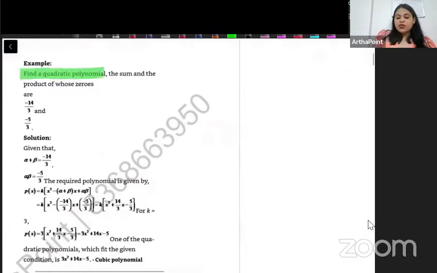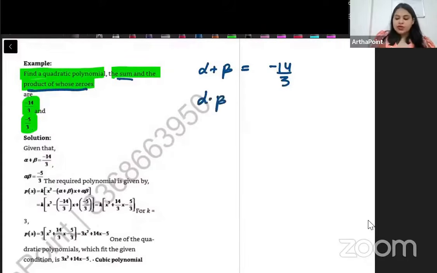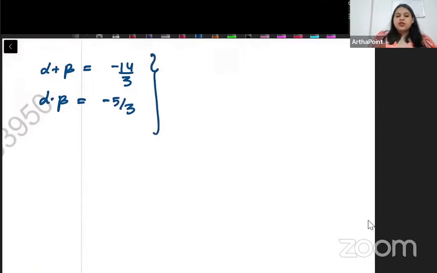It says find the quadratic polynomial, the sum and product of whose zeros are minus 14 by 3 and minus 5 by 3. So this tells us that the sum, alpha plus beta, is given as minus 14 by 3, and the product, alpha into beta, is given as minus 5 by 3. Two equations, two variables. Can you solve these two equations and find the value of alpha and beta? We can go ahead and do that.